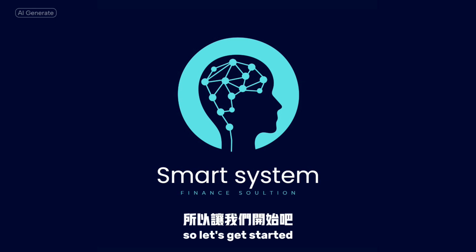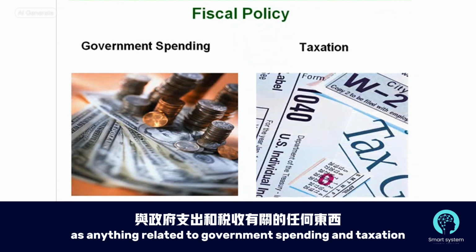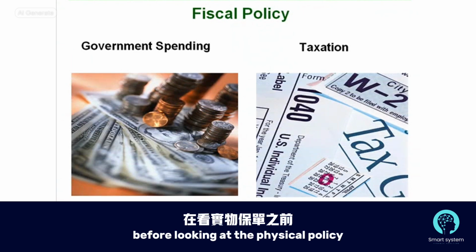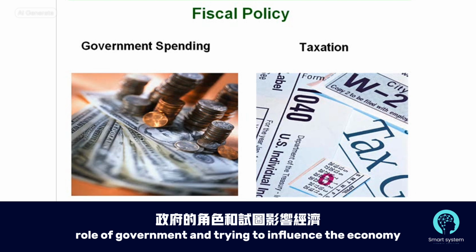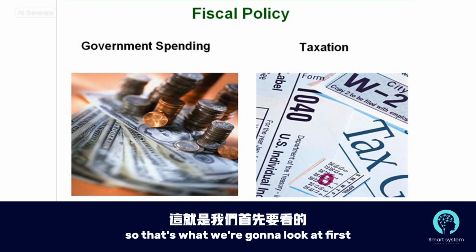So let's get started. Fiscal policy, for our purposes, can be defined very simply as anything related to government spending and taxation. Before looking at the role of government in trying to influence the economy through fiscal policy, we first have to have an understanding of the business cycle. So that's what we're going to look at first.